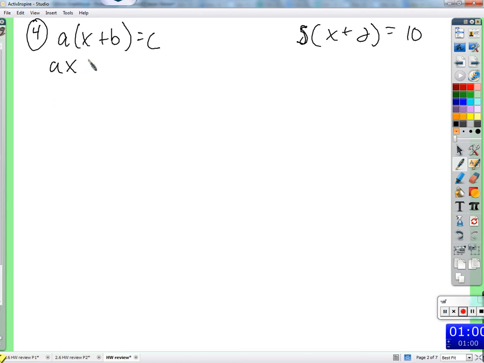So we get a times x plus a times b. And then subtract ab. Keep in mind that it's tempting to try and take c minus ab and make it something new, combine it. But there's nothing to do.